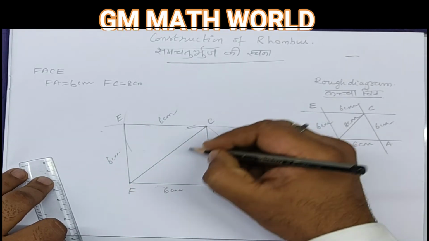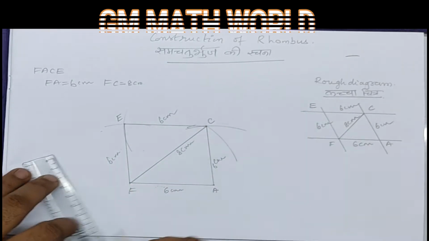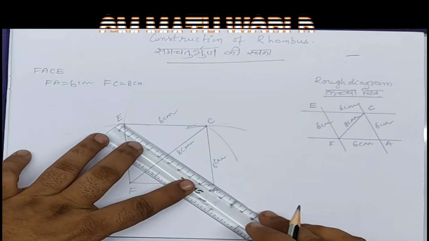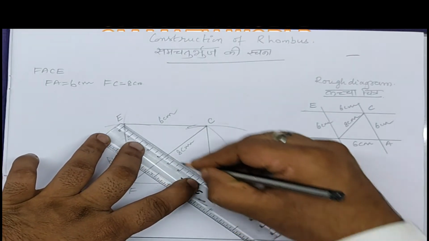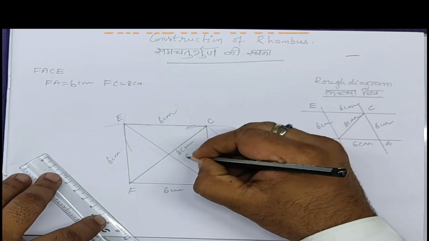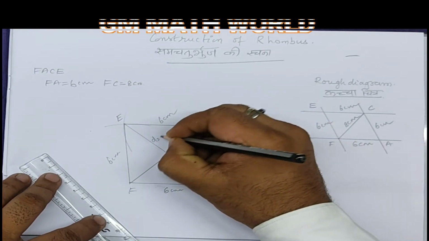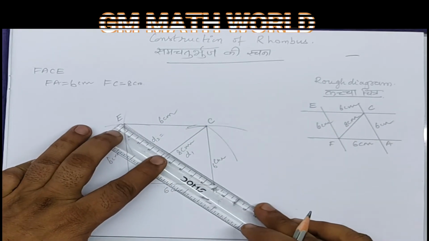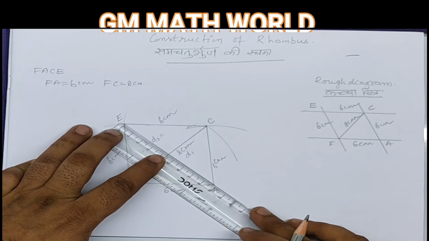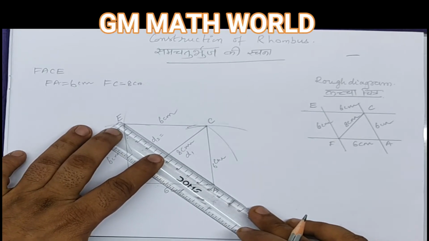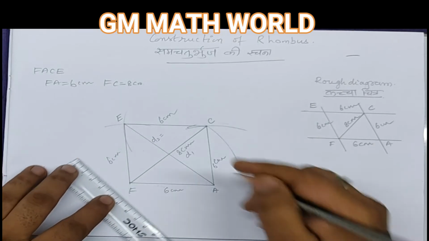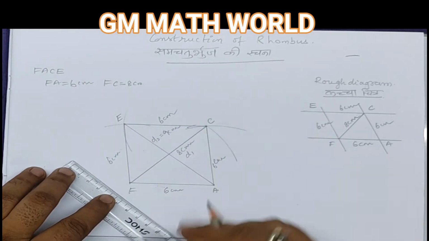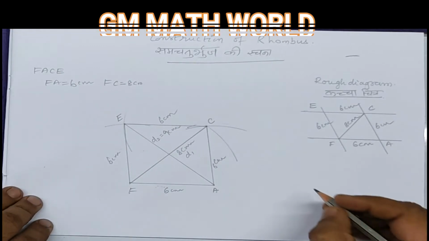Join both the diagonals. Measure the diagonal. First diagonal D1 is 8 cm and another diagonal D2, measure it properly. D2 is 9 cm. Now D1 and D2, 8 cm and 9 cm, we have obtained.